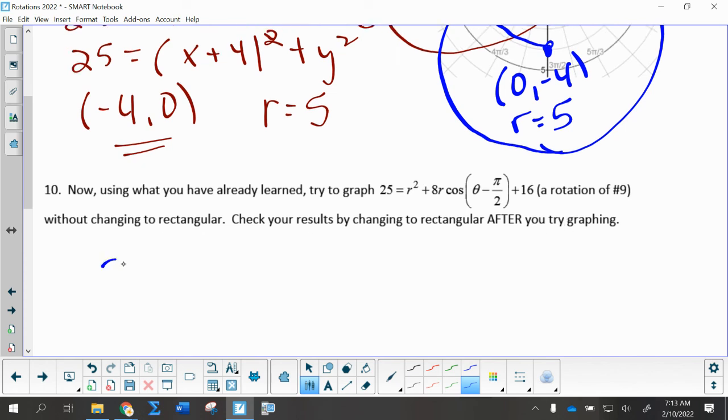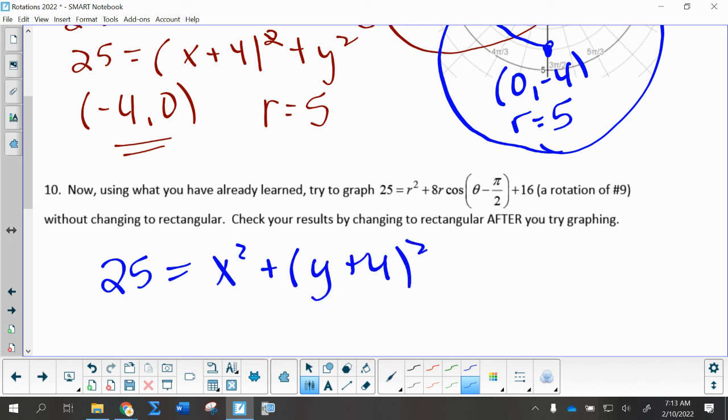So my rectangular equation would be 25 equals x squared plus y plus 4 squared.